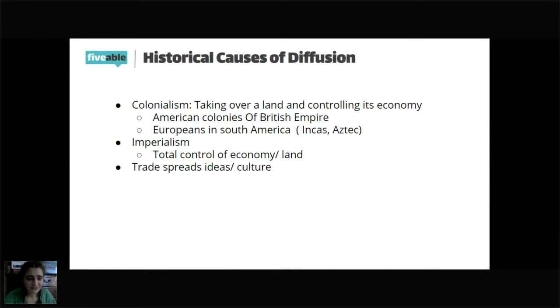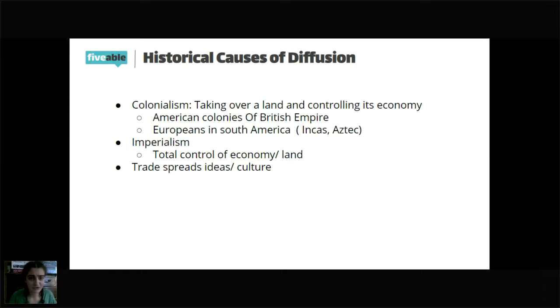What's the difference between colonialism and imperialism? Colonialism was in the 1700s, and it was basically taking complete control over the land. Imperialism was in the 1800s, but it was still done by Europeans, and it was mostly to get resources, get control of the country's economy and land, and obviously trade.